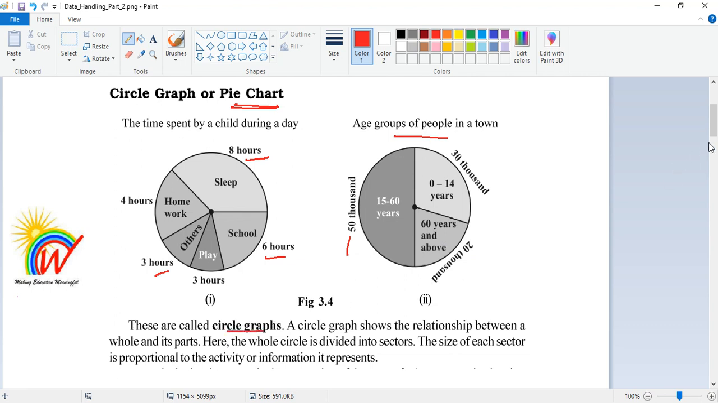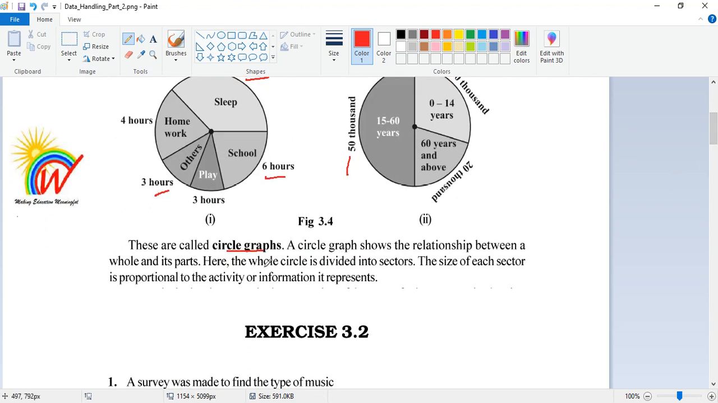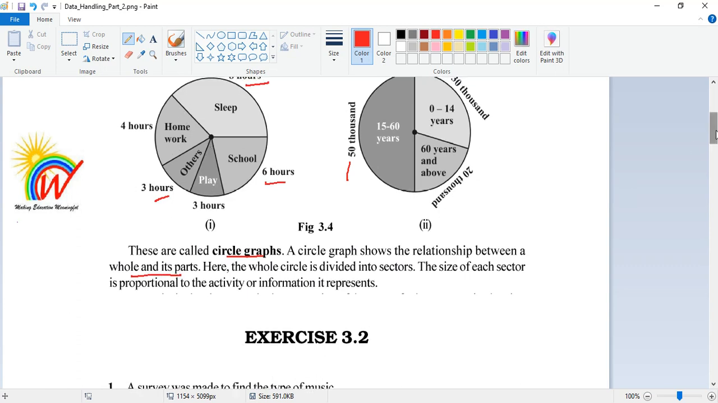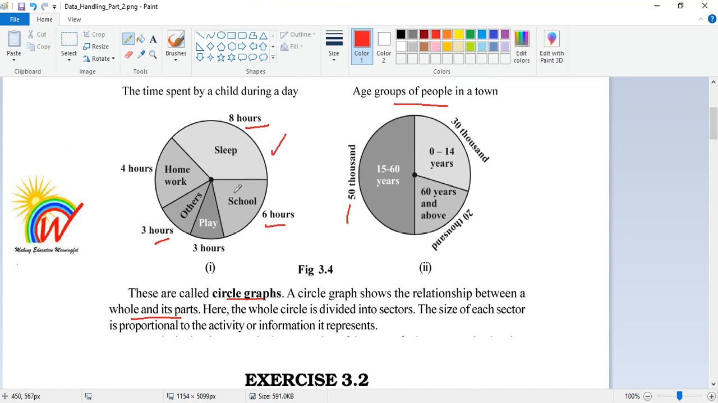So see, I have given you the definition. It's also called a pie chart. A circle graph shows the relationship between a whole and its part. What do you mean by the whole and the part? Let's talk about the first circle. It says 8 hours of sleep. So that means out of the whole hours, what is the whole? 8 plus 6 plus 3 plus 3 plus 4. That's going to be 24, right? So 8 hours out of 24 is its sleep hour, right?